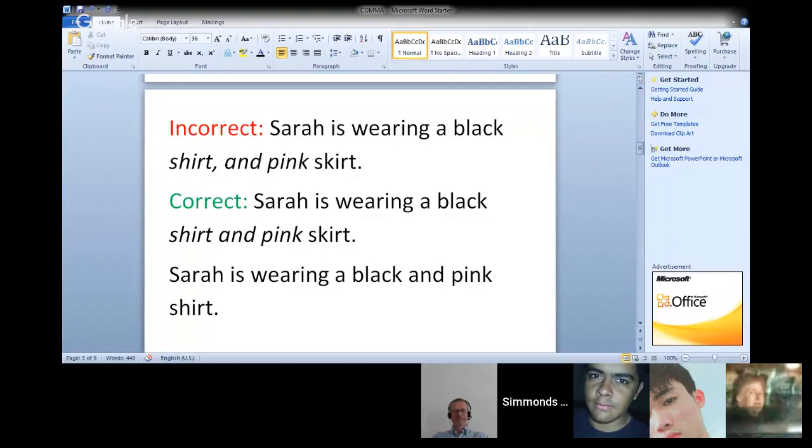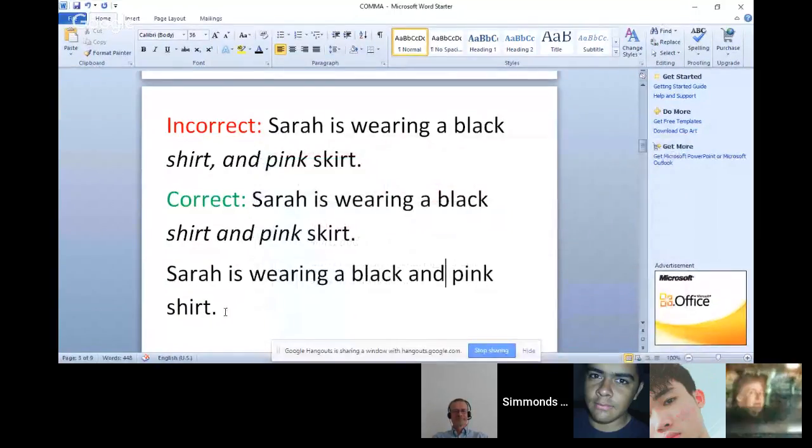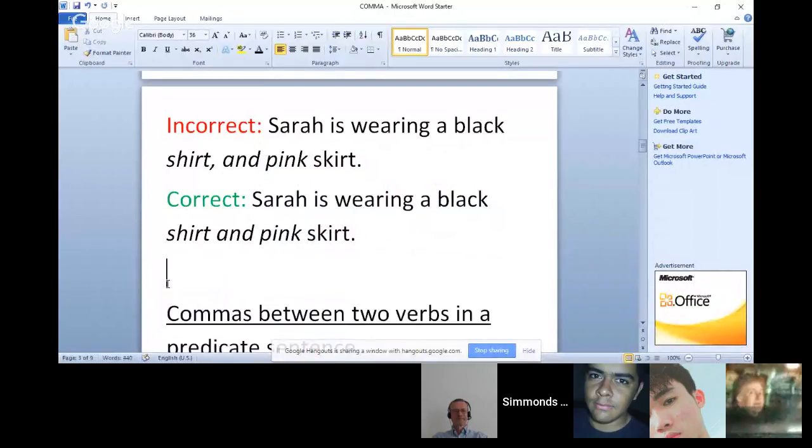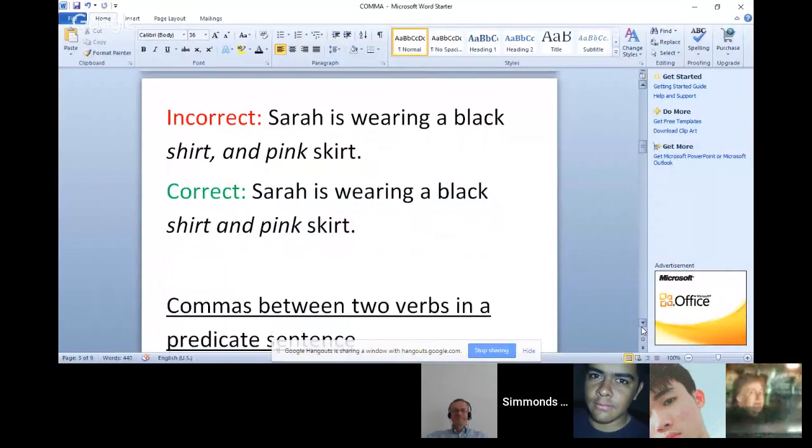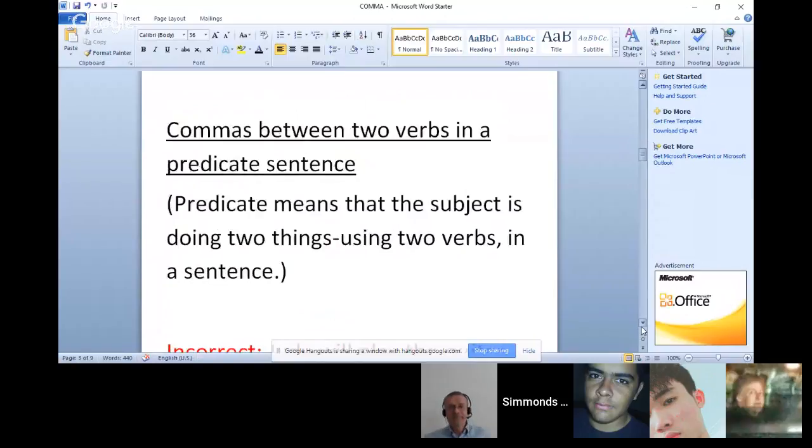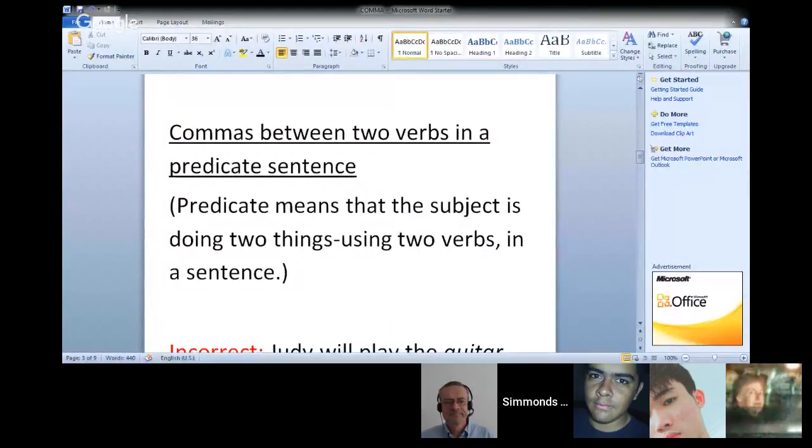Okay. Good. Well, then I'm just going to delete this for a second, and then we'll move on here. And so, Ken, it's your turn. So what I'll have you do is read this part. Next kind of ones that we're going to look at: commas between two verbs in a predicate sentence. Predicate means that the subject is doing two things using two verbs in a sentence.